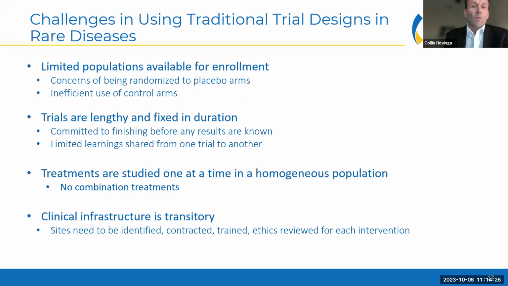And so limited populations lead to many sites being unable to enroll subjects in a clinical trial, which means sponsors also have to find new sites to enroll patients. In many instances, particularly if there's not good control data, there are concerns about randomization to placebo, and then the control arms, we have to duplicate them for each study if a randomization of 1-to-1 is used.